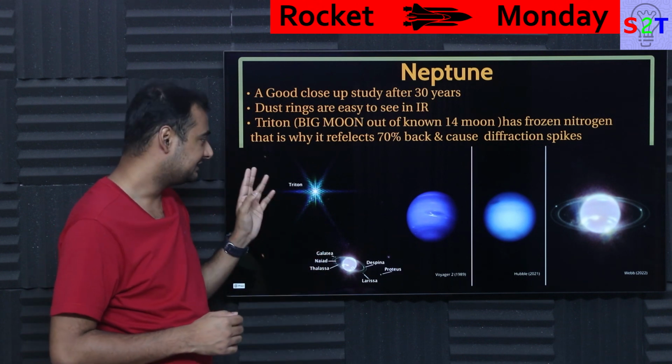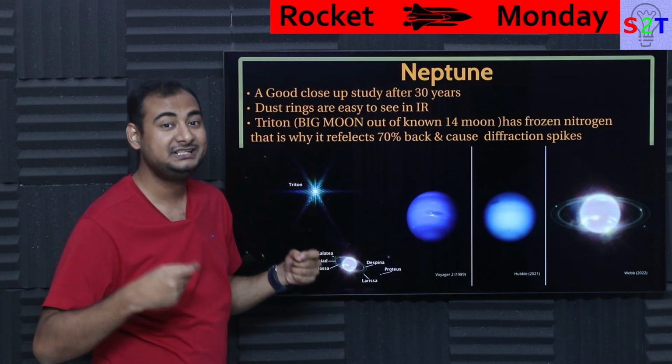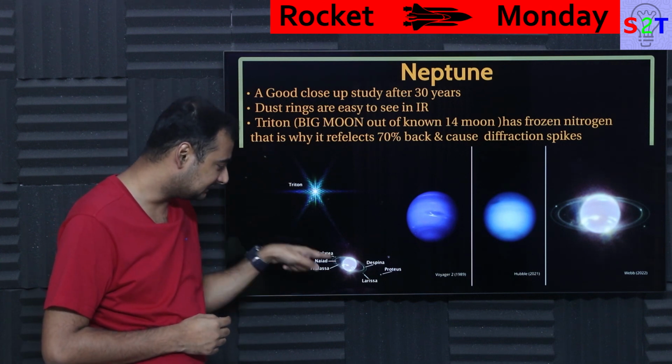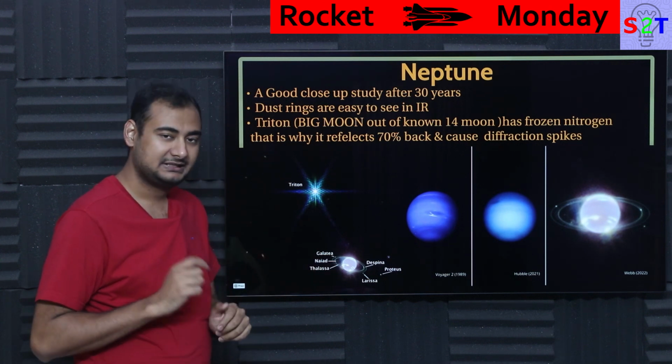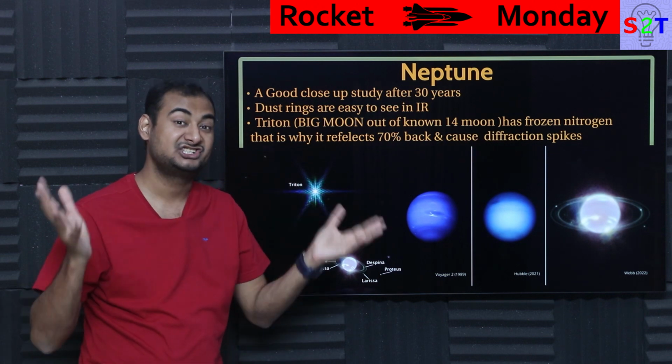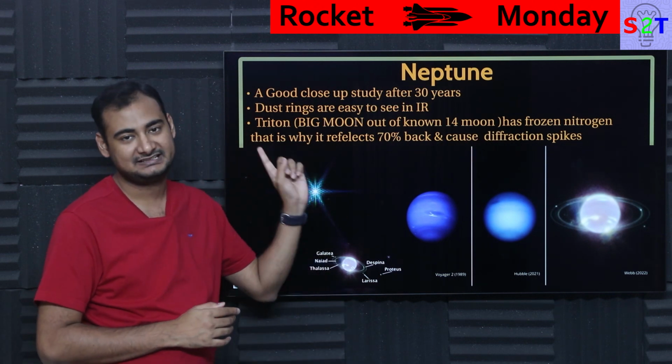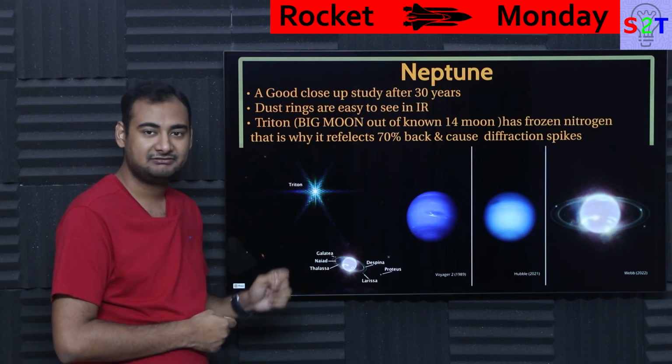Now, interesting aspect of this, Triton is bright, and out of the 14 known moons, it's one of the brightest. Now, here's the deal. Why the heck is it so bright compared to this puppy? Well, it has frozen nitrogen as a shell. What is the shell of it? The shell is frozen nitrogen. That puppy reflects 70% of the light. Now, what is it reflecting? It's the sun.